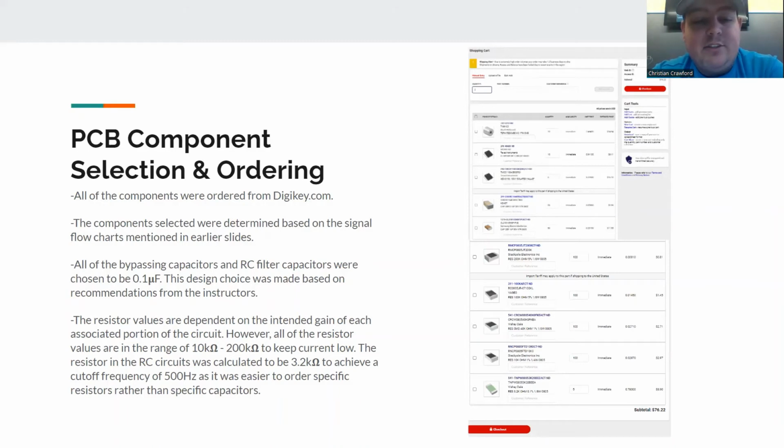All of the bypassing capacitors and RC filter capacitors were chosen to be 0.1 microfarads. This design choice was made based on the recommendation from the instructors. The RC filter at the end was designed to have 3.2 kilo ohms and achieve a cutoff frequency of 500 hertz. It's also important to notice that a lot of our resistor values that we ordered were simple values, such as 10 kilo ohms, 100 kilo ohms, stuff like that. It's a lot cheaper to order than a 4,122 ohm resistor or something really specific.